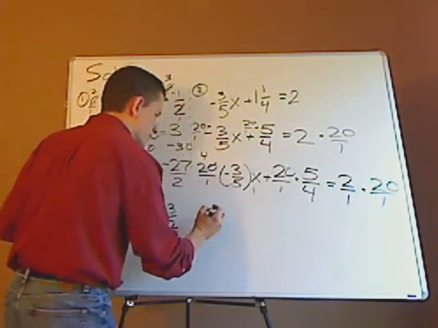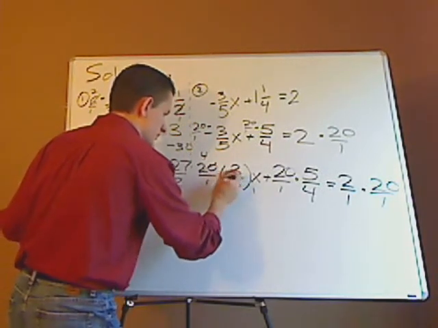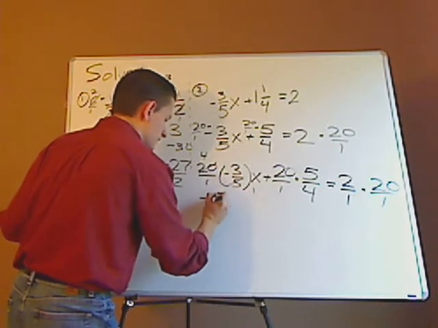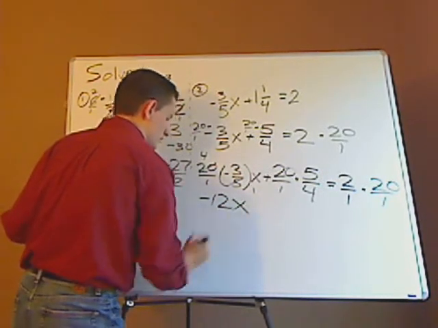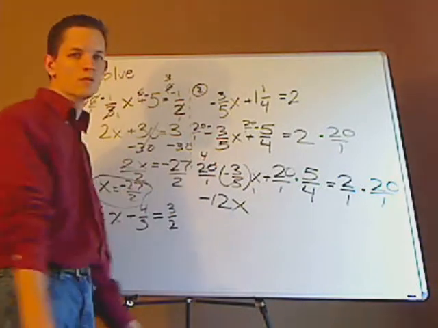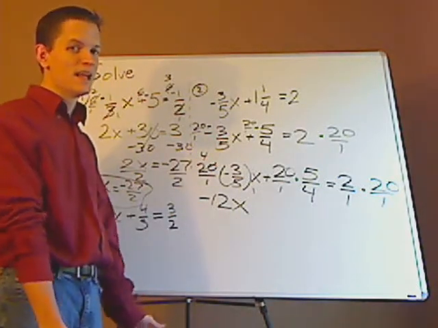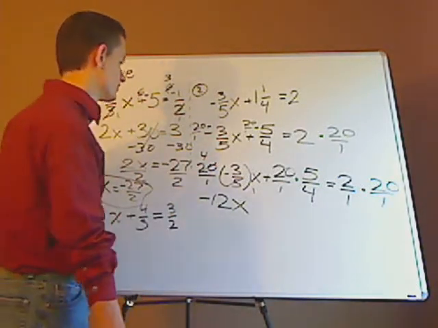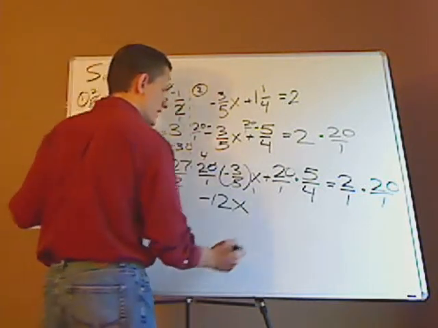Then you just simply multiply across. So that's going to be negative 12 times x, which is just negative 12x. You have 1 and 1, but 1 times 1 is 1, and it's in the denominator, so you can pretty much ignore it because it's implied.